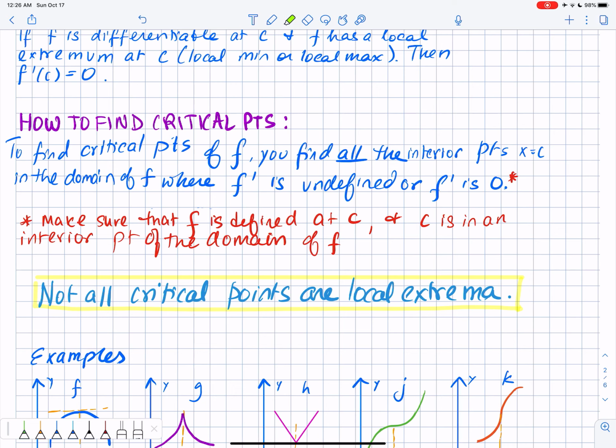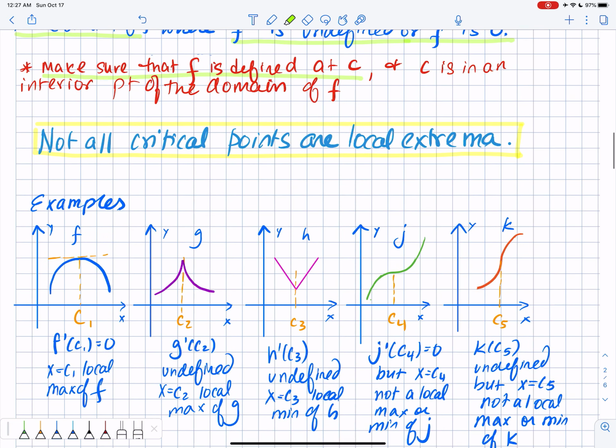Okay, so it's important that you have an interior point in the domain of f and the derivative is undefined or the derivative is 0. So that's important. Okay, and I just wanted to make sure that you got that f is defined at c and that it's an interior point. So these are just critical points. They form candidates for your local extrema. All right? Okay, so let's see examples of critical points.